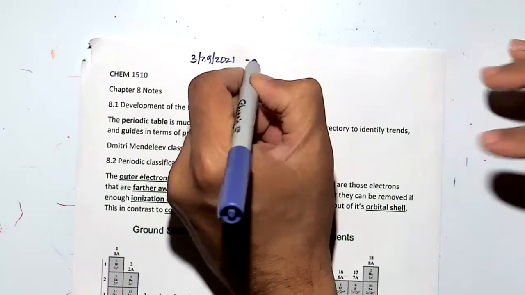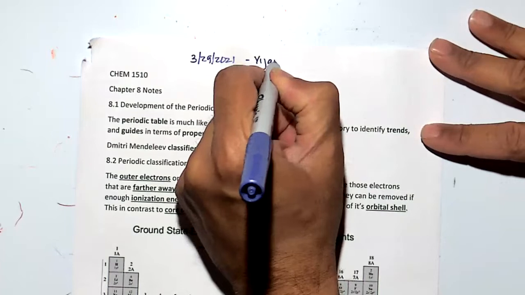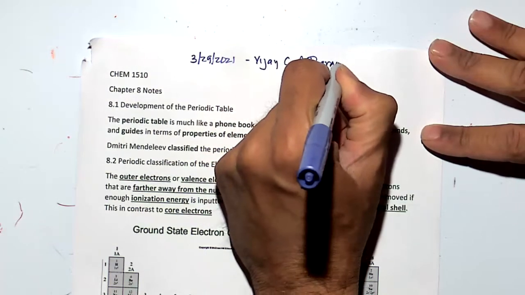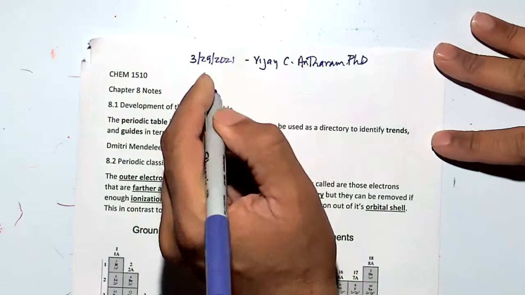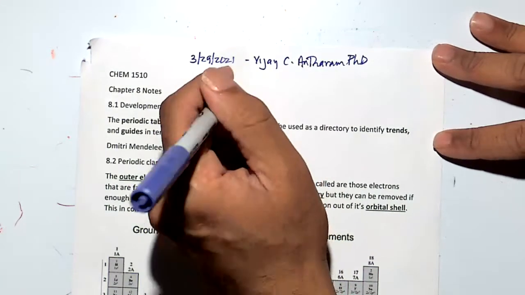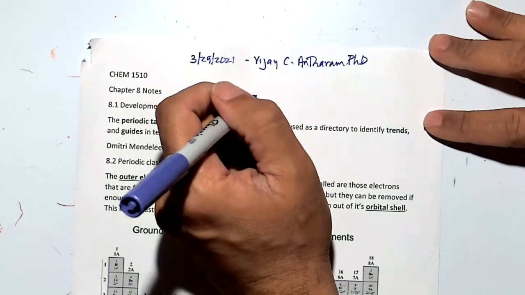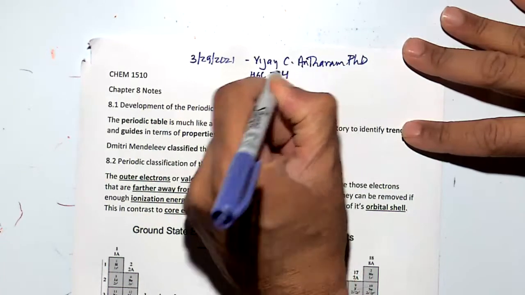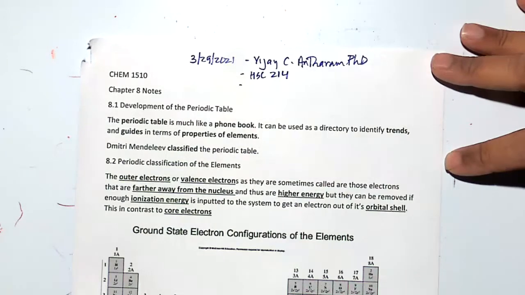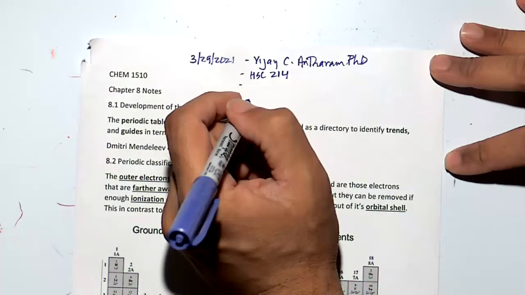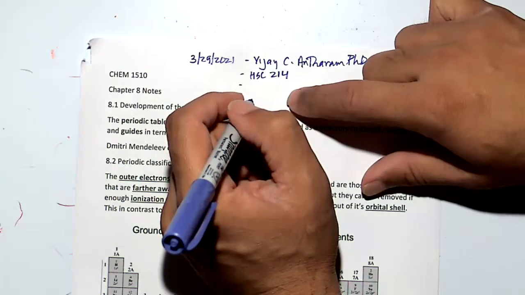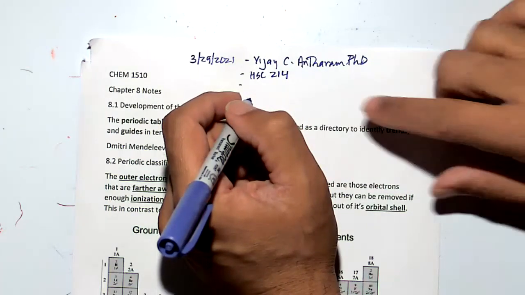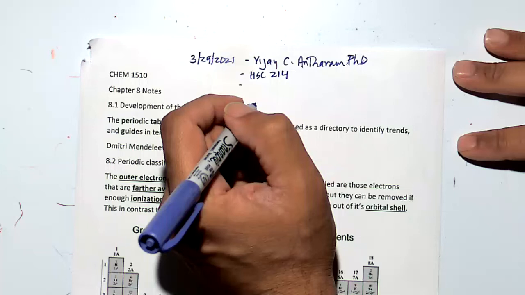And, well, let me just introduce myself for those that are watching online. So I'll be your instructor for at least today and Wednesday, and I'm VJ Antharam. My office is in HSC 214. It's a very small office. It's the size of a closet. So look for a broom closet. That's where I will be.